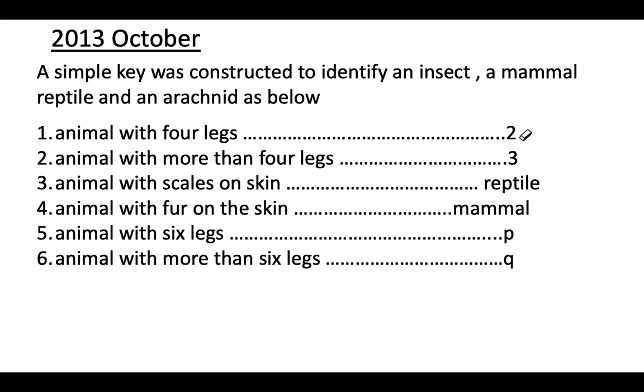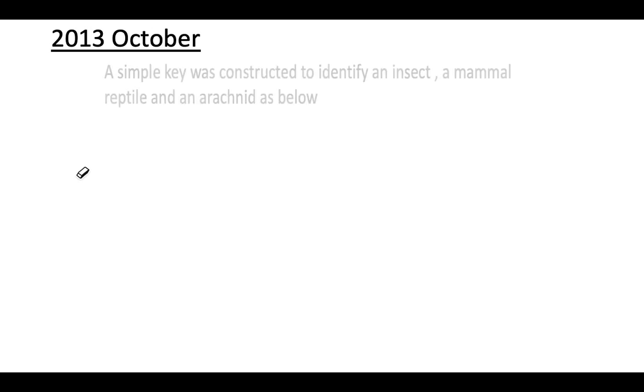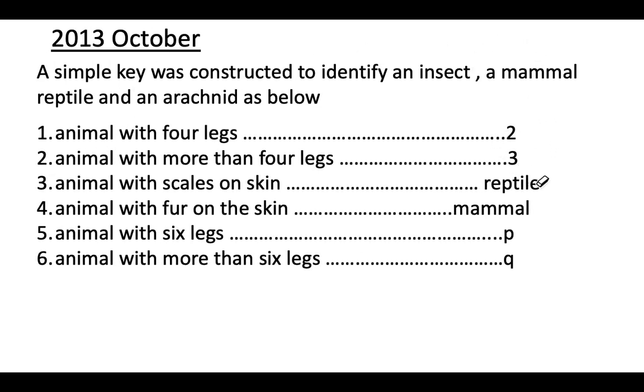Go to 2. Now, this particular 2 is the choices, if we can remember. If we look back at the endings, in each case the number found at the right end of the read statement shows the user of the key the next read statement or pair of choices to be considered. So you are considering the choices. That's what those numbers mean here. If you have a 2 there, what does it mean? It means the choice that you have to make.